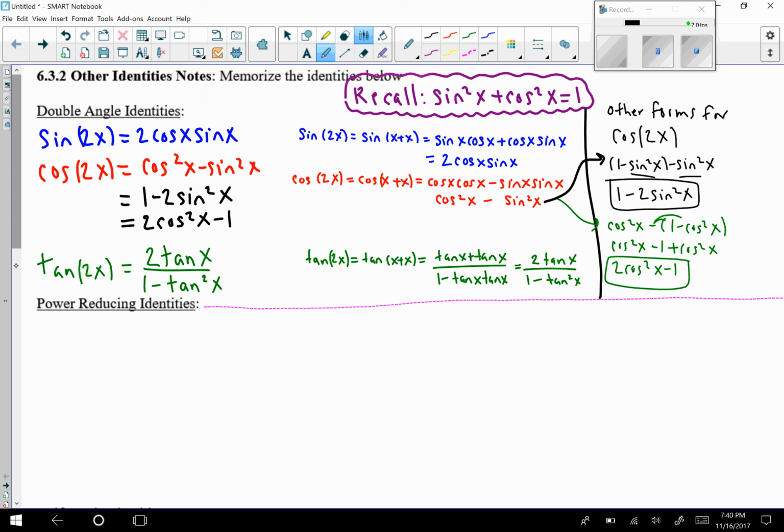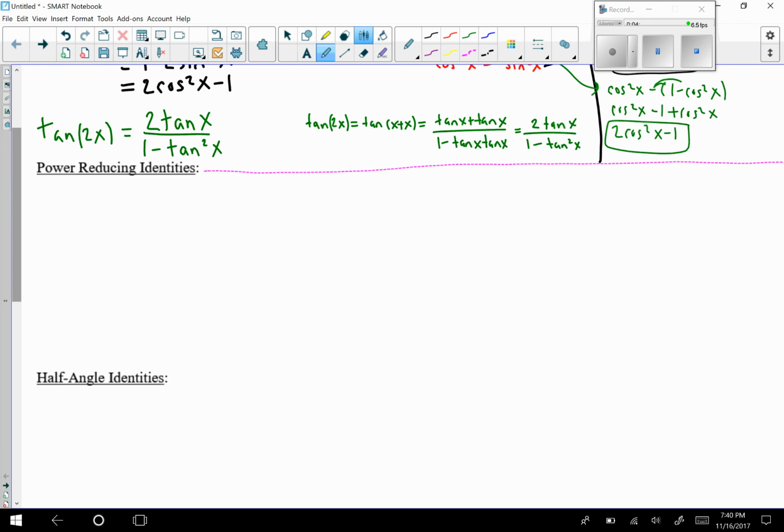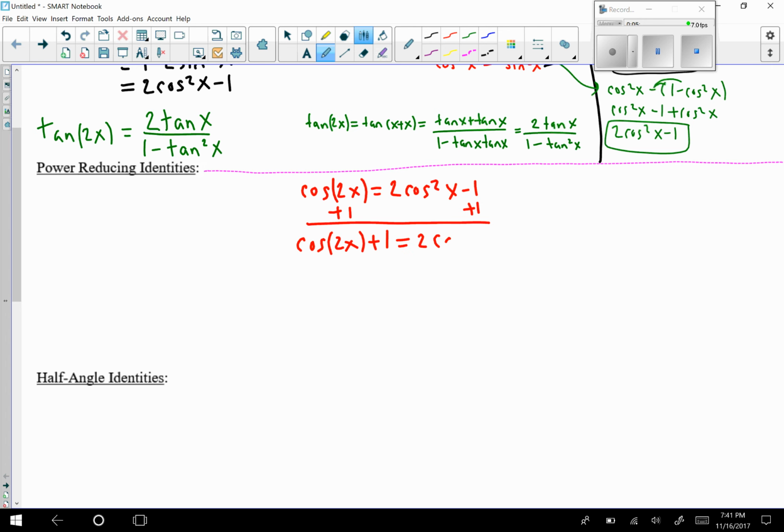So now let's go ahead and take a look at the power reducing identities. For the power reducing identities, we use our cosine other forms. So we have the cosine of 2x is equal to 2 cosine squared x minus 1. For the power reducing identities, we want to solve for the cosine squared because that's going to be the power. So in order to do that, I just have to divide by 2, oops, not divide by 2, sorry. Add the 1 first, the order of operations backwards. So cosine 2x plus 1 equals 2 cosine squared x. Then I can go ahead and divide by the 2. And now I have my power reducing identity, which is cosine squared x is equal to 1 plus cosine 2x divided by 2.